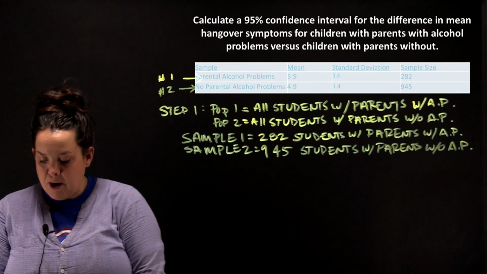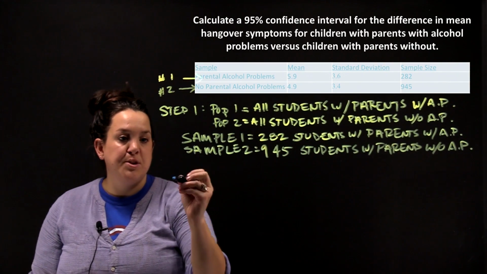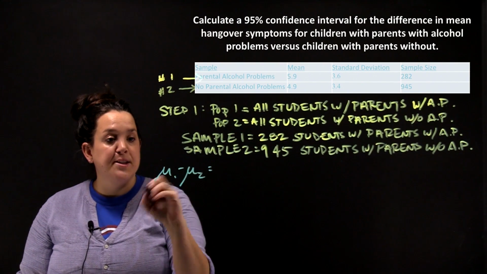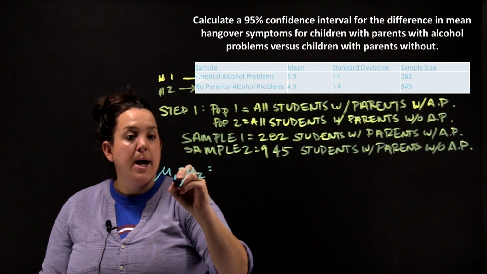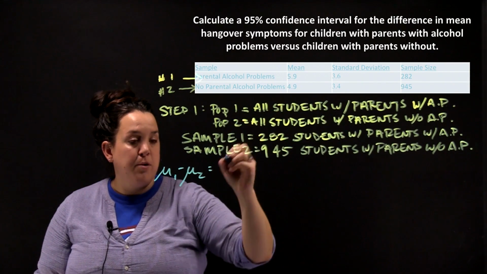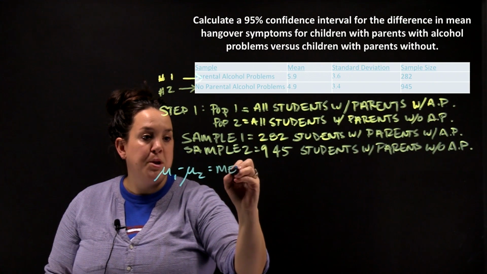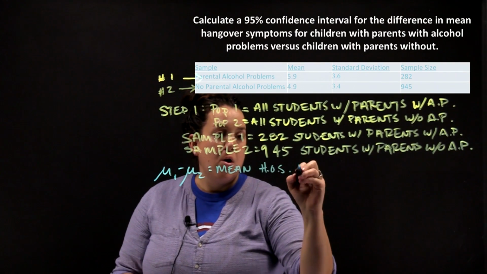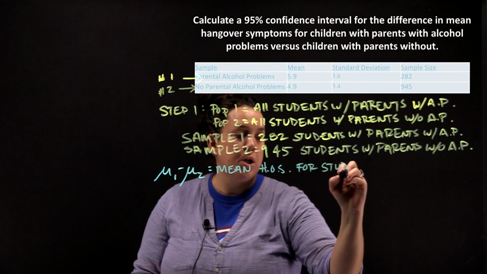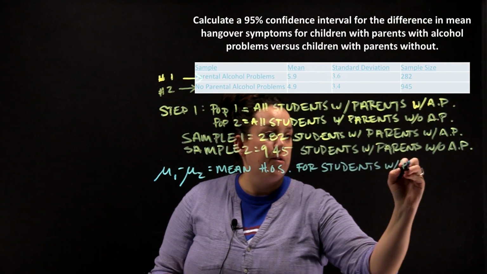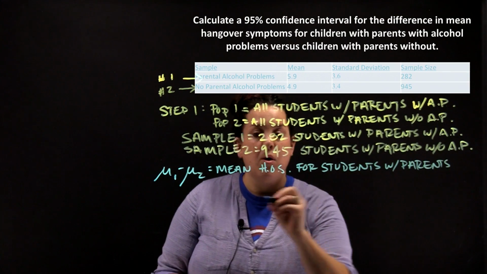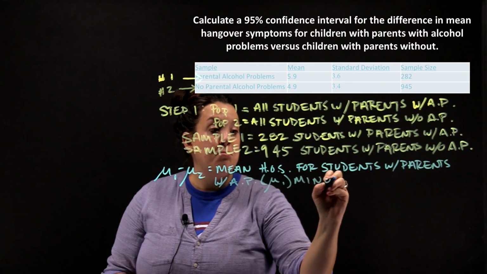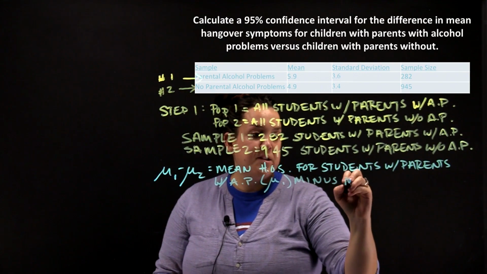So again, if I were to define my parameter of interest here, which is beneficial once we get to making our inference, we have mu1 minus mu2, so that's our parameter, or the notation for our parameter. And the first group is going to correspond to what we have written up here as population 1. So it would be mean hangover symptoms, and I'm just going to shorten that to HOS, for students with parents with alcohol problems. And to emphasize that that's my first group, I'm going to put mu1 in parentheses behind it, and then I'll state my second mean.